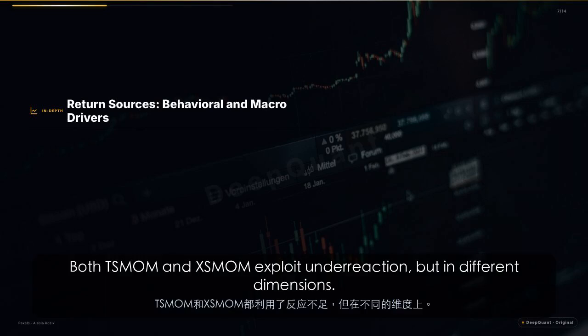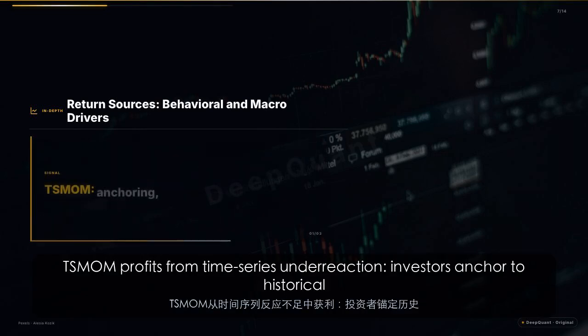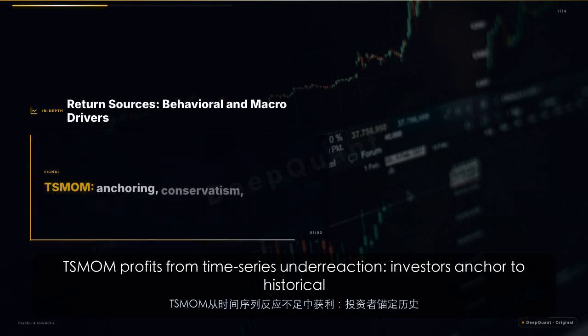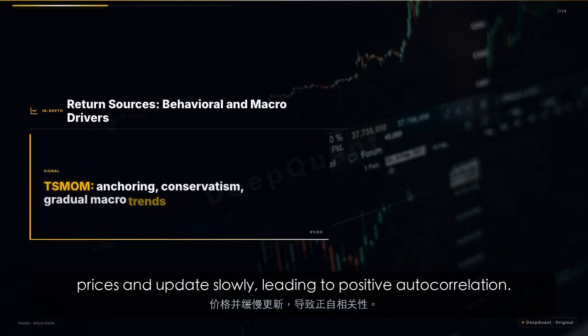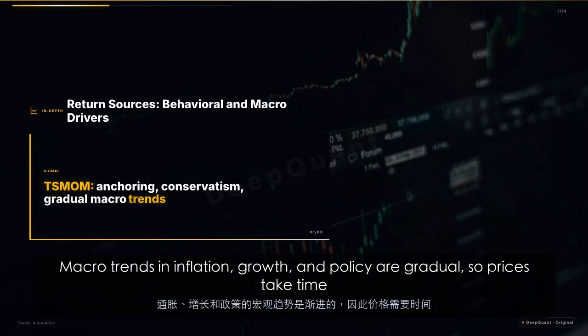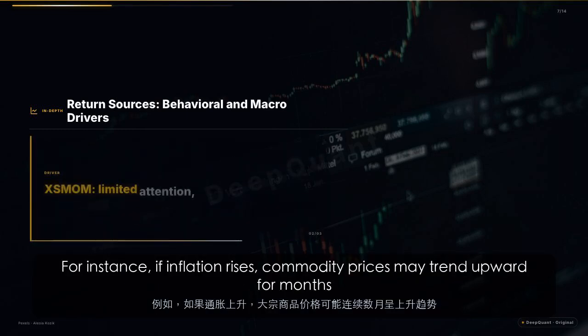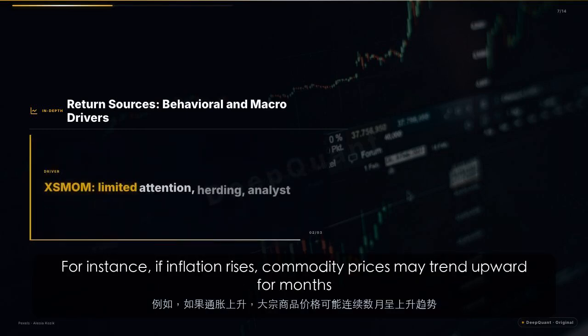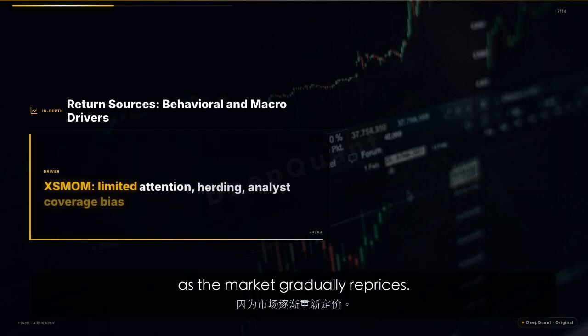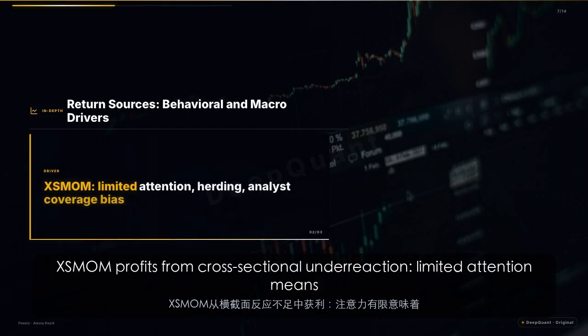Both TSMOM and XSMOM exploit underreaction, but in different dimensions. TSMOM profits from time series underreaction. Investors anchor to historical prices and update slowly, leading to positive autocorrelation. Macro trends in inflation, growth, and policy are gradual, so prices take time to adjust. For instance, if inflation rises, commodity prices may trend upward for months as the market gradually reprices.